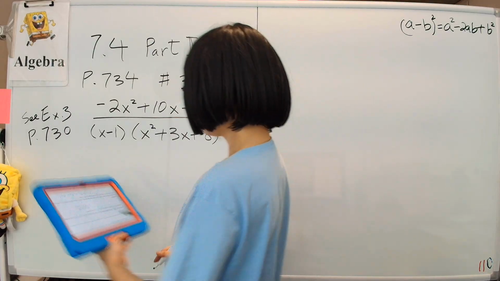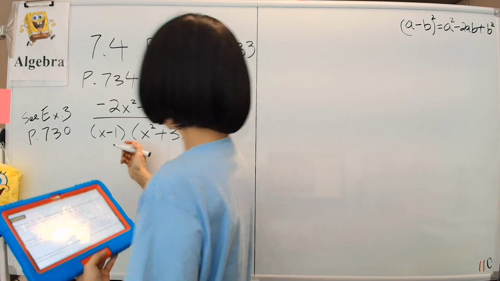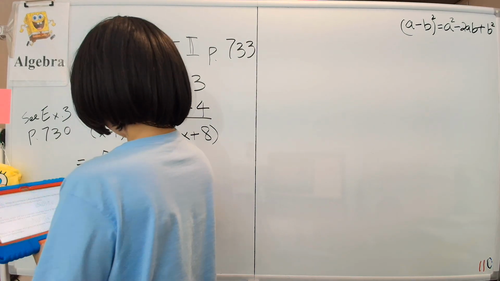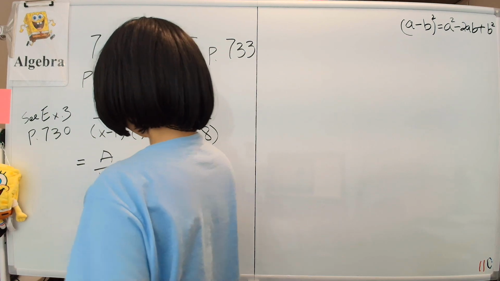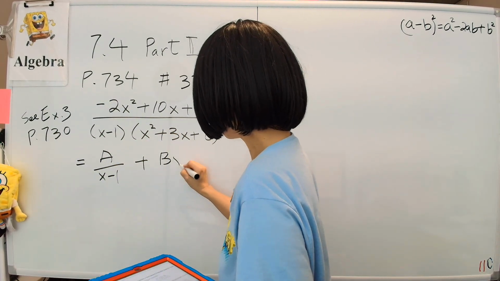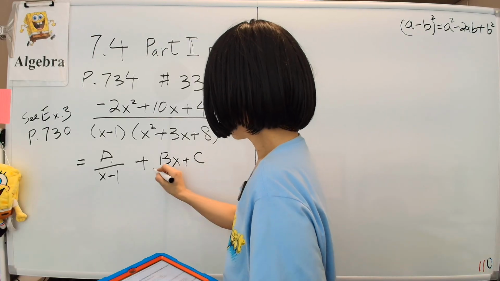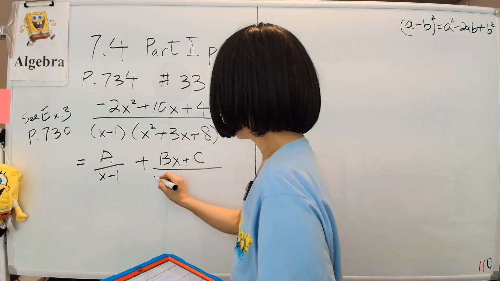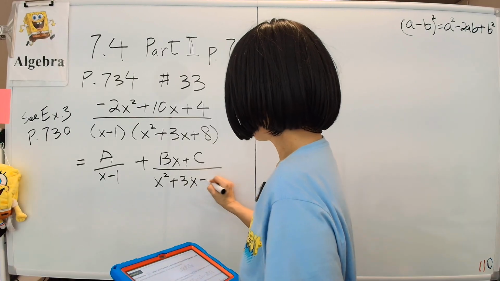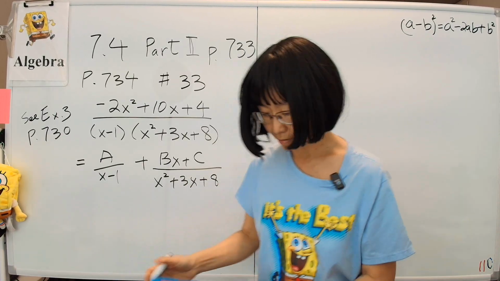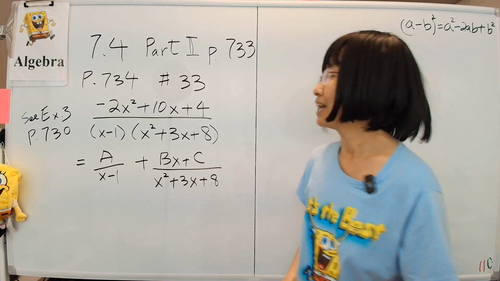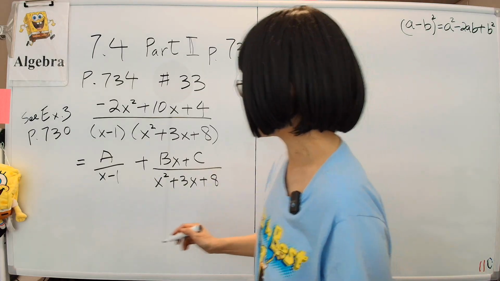So copying this thing, we will imitate this exactly. A over x minus 1 in our case, and then plus bx plus c divided by this stuff down here, which is x squared plus 3x plus 8. All right. So now that we have followed the plan, we just have to multiply it out.